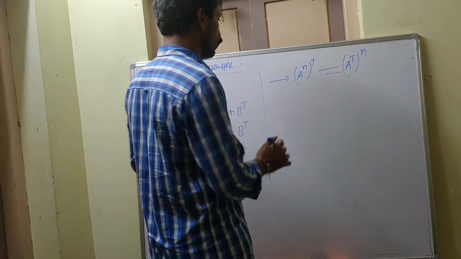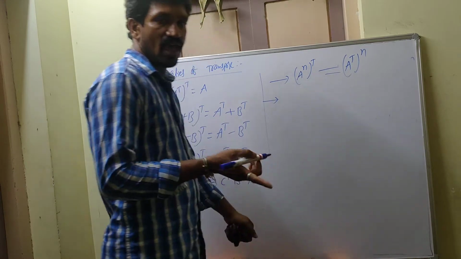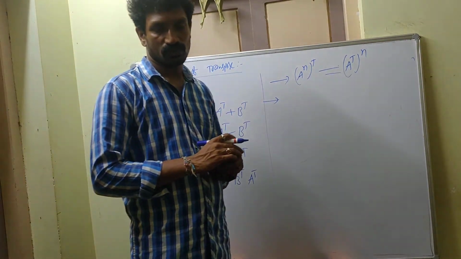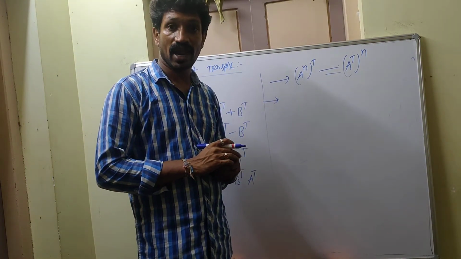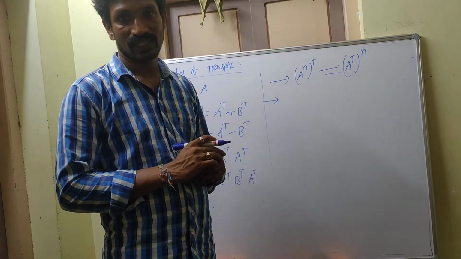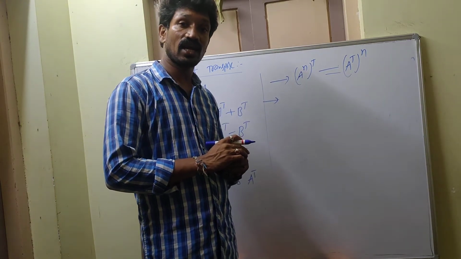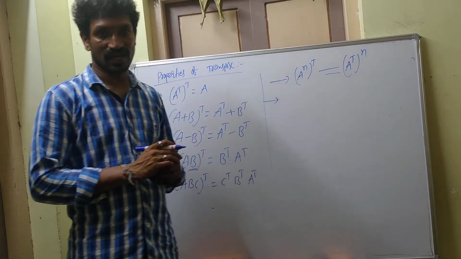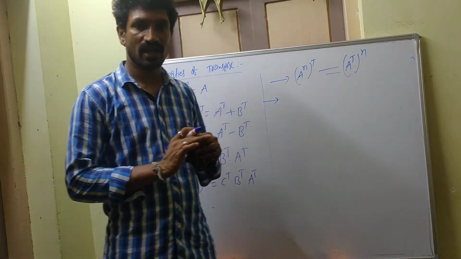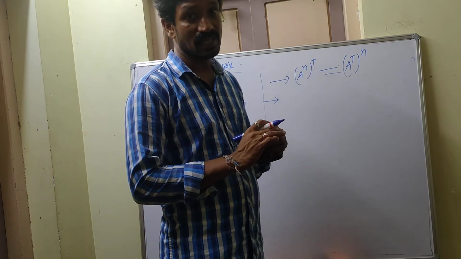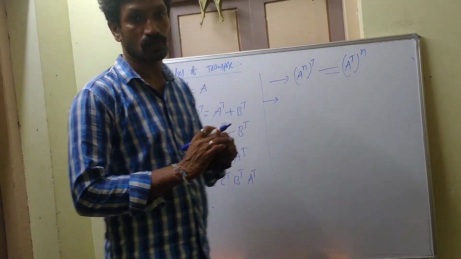Okay. Next one is every matrix you can express as a sum of a symmetric and a skew symmetric matrix. Every matrix we can express as the sum of a symmetric and a skew symmetric matrix.